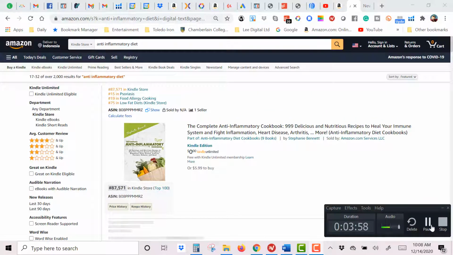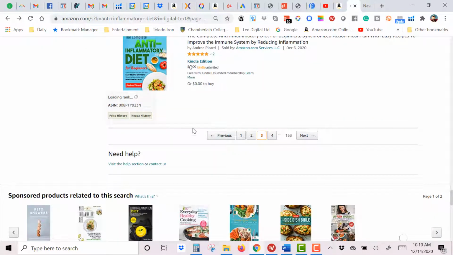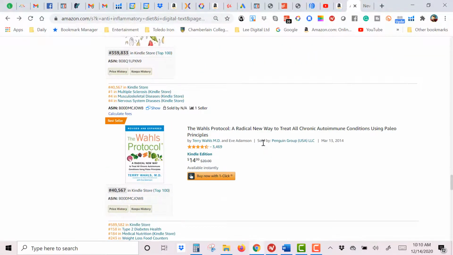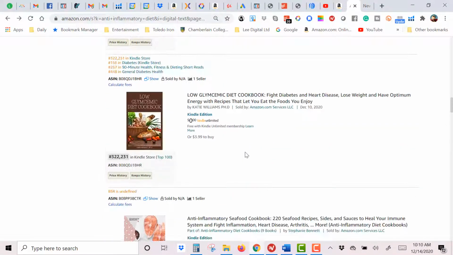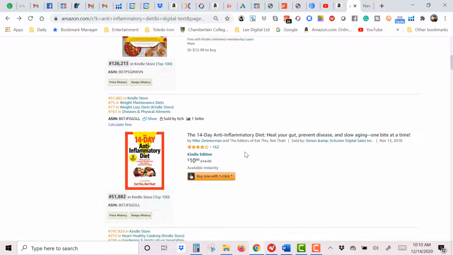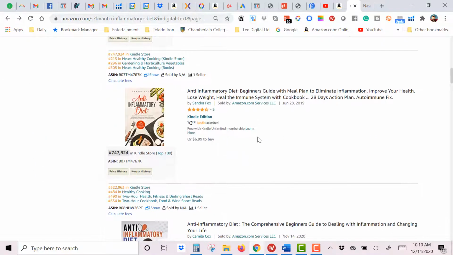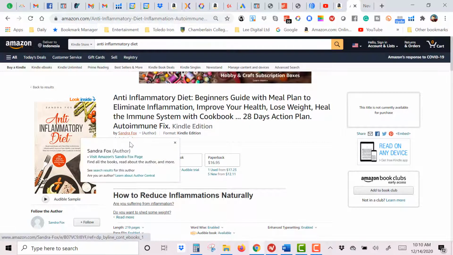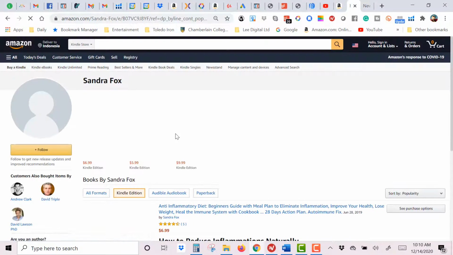Let's pause this here. Okay, so I had to go into page 3 to find something that wasn't from November or December, so we could get some good data going back. Here's the book here, going back to June 2019. This is going to give us a good data feed. Only 5 reviews. Let's see who this Sandra Fox is, just to see if we get any more data before we get into that book.